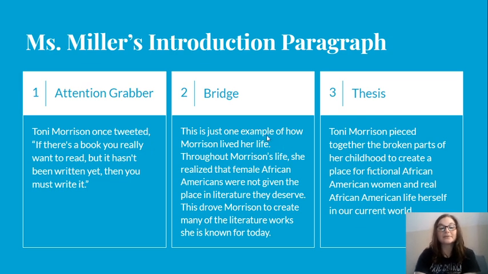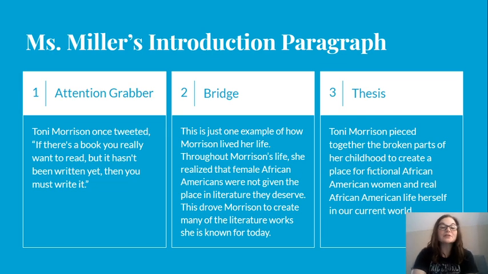Like I said, it can be a minimum of 2, but it needs to make sense. You need to cover all of your background information. So this is just one example of how Morrison lived her life. This sentence right there, I just pointed to it like you guys could see it. The first sentence in my bridge references the quote. The quote was an example of how Toni Morrison lived her life.